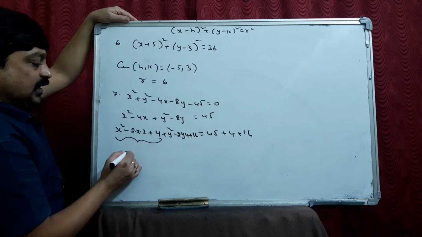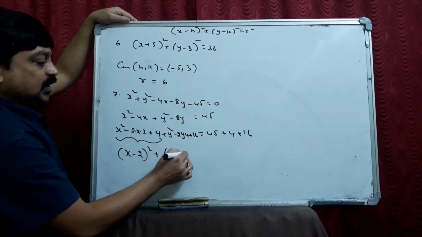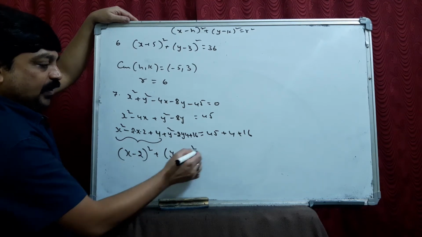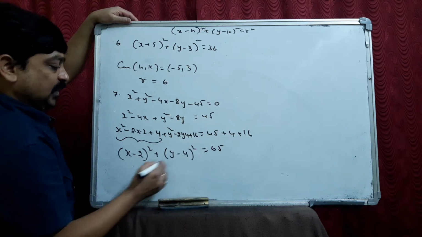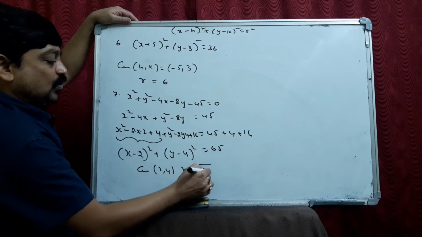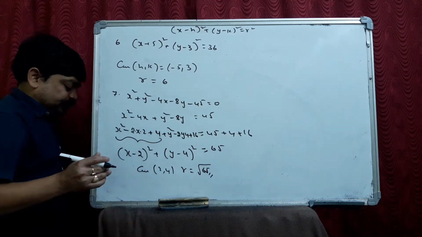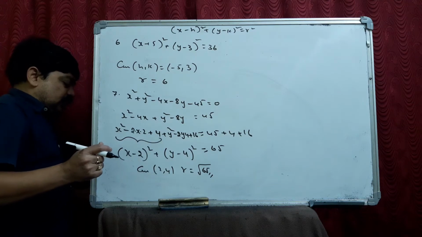So the first three terms look like a minus b whole square. Next three terms look like a minus b whole square. 5 minus 4 whole square. 49 plus 16, 65. So center will be 2 comma 4 and radius is root 65. Exactly.